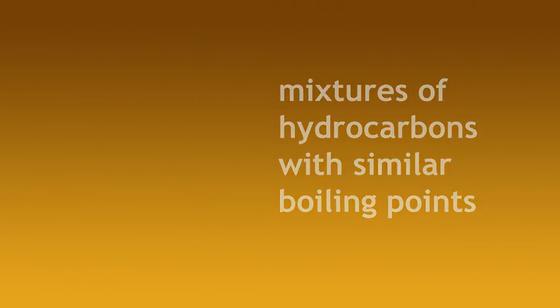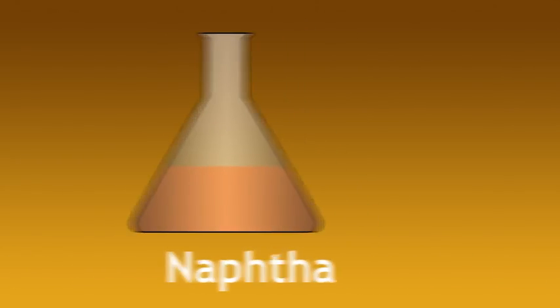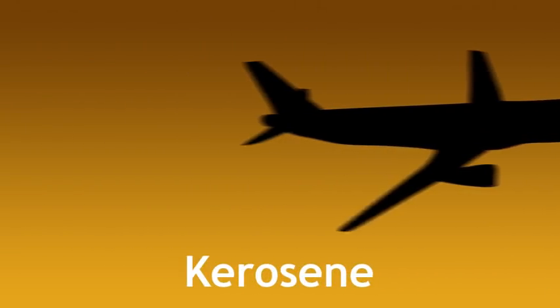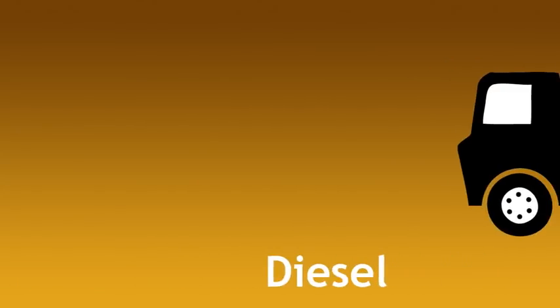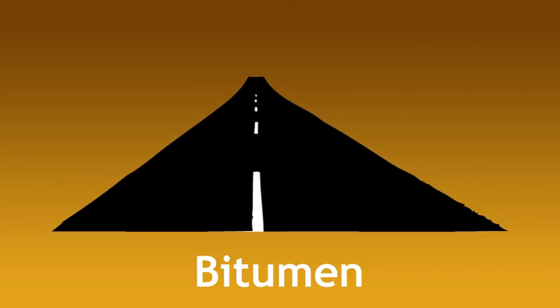Each fraction has some important uses. Some examples of fractions are petrol, useful as a fuel for cars; naphtha, used in the manufacture of chemicals; kerosene as aircraft fuel; diesel oil, used as fuels for vans, cars and lorries; and bitumen, a mixture of large chain hydrocarbons used to lay roads.